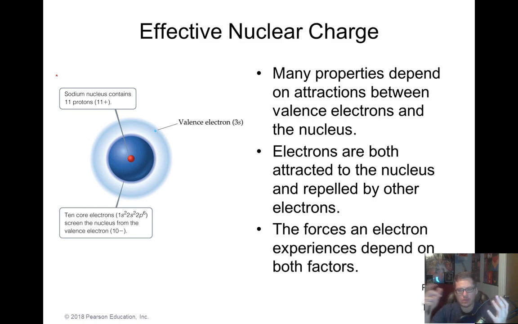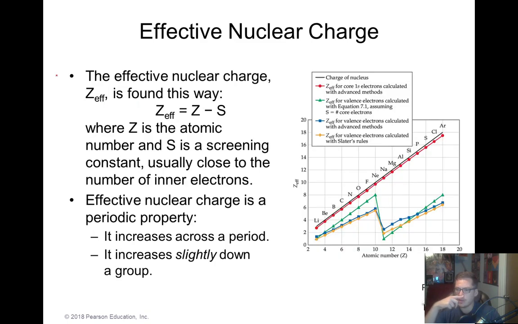As we gain or lose protons, our effective nuclear charge gains or loses strength. This is in general how we calculate it for this class. Now, this formula is a fair bit of a simplification, so take it with a grain of salt.